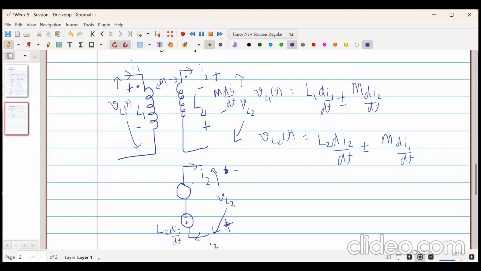Now for coil 1, current is entering the dot terminal. So at the dot terminal, which is over here, it should have a positive polarity. So it will be plus or minus M into di1/dt. When we consider this polarity and apply KVL, what we get is VL2(t) is equal to L2 di2/dt as a function of time minus M into di1/dt as a function of time.